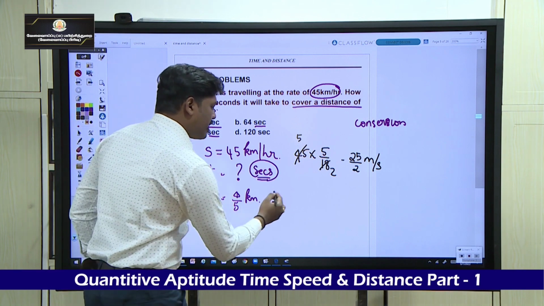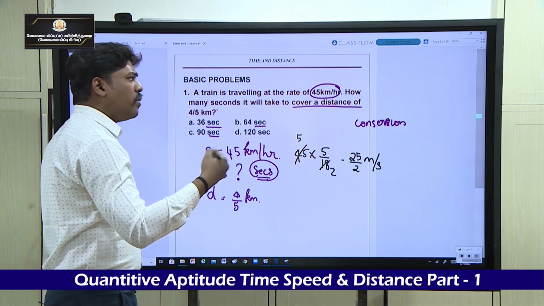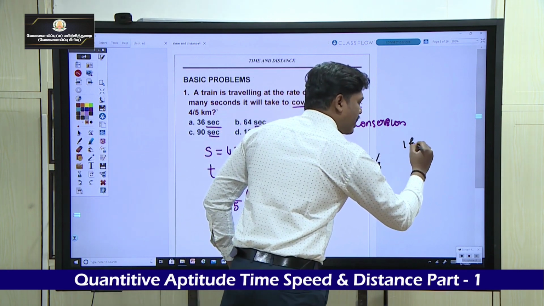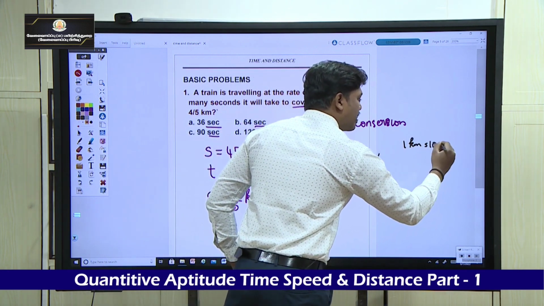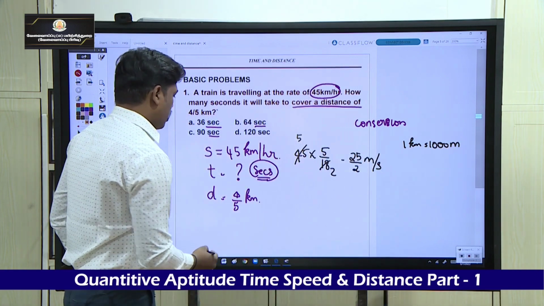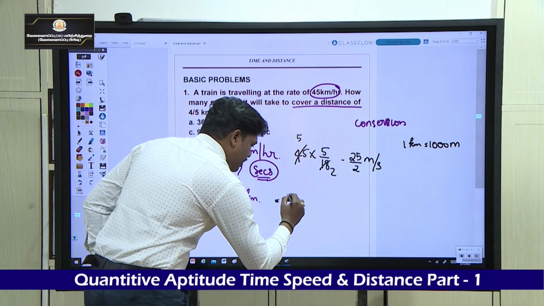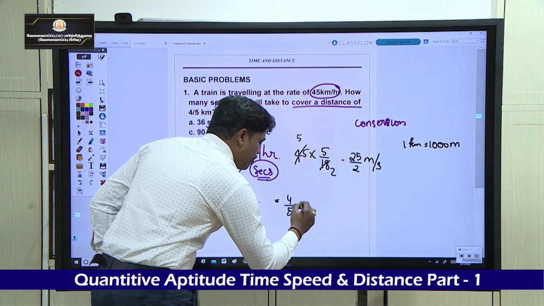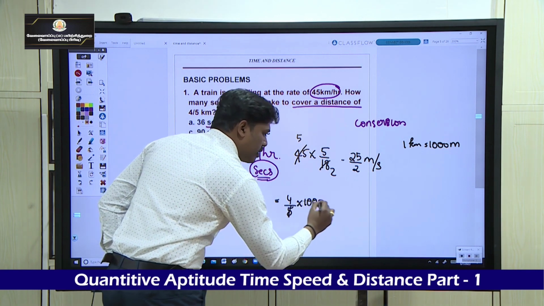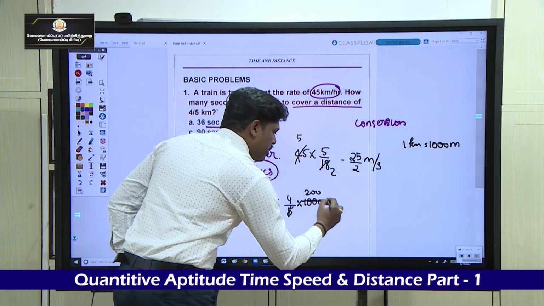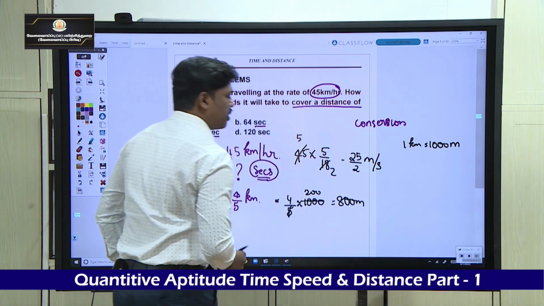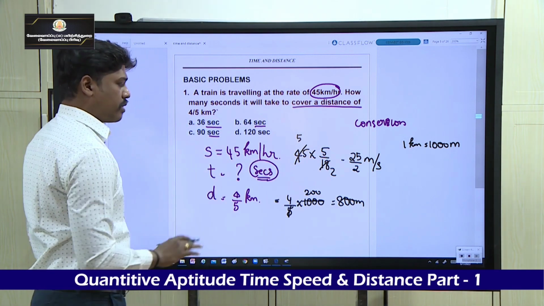Next, the distance. Convert the distance to meter. What I said previously, 1 kilometer is 1000 meter. So converting means it is 4 by 5 into 1000. 5 ones are 5, 5 200s are 1000. You will be getting 4 into 200, 800 meter. So I have converted all the values.